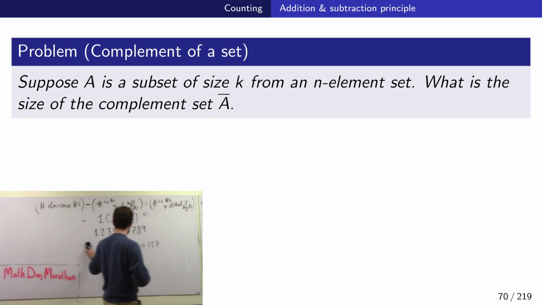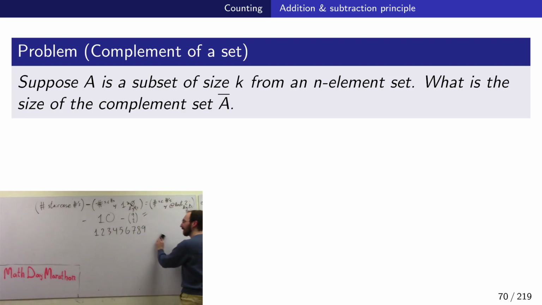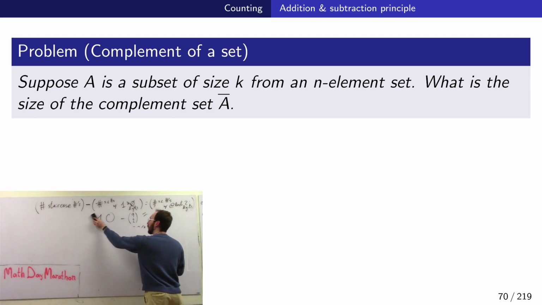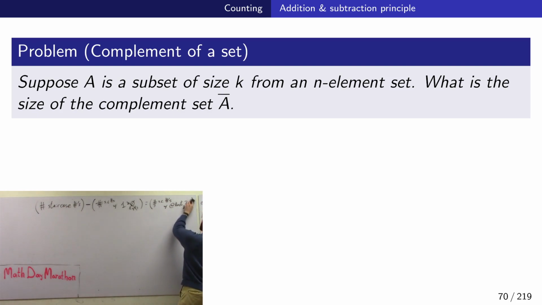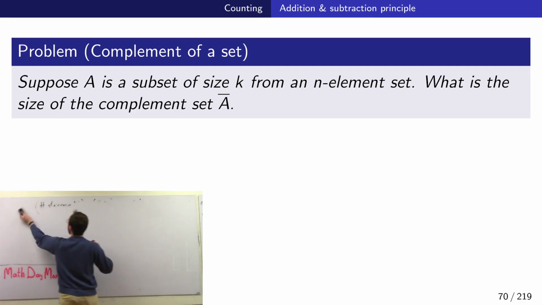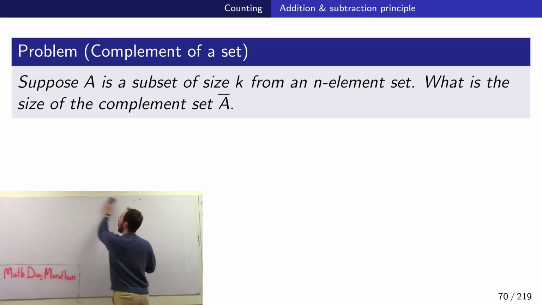Now we're talking about this complement of a set. We've said that the number of ways to choose such and such elements is the same as choosing the other elements. Now, why is that? What does that mean? How is this all connected?